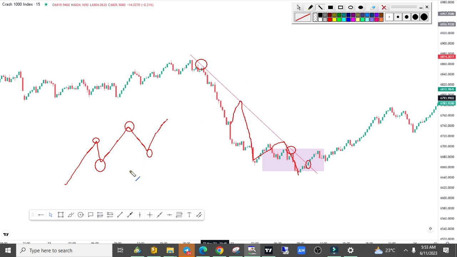So if you have a line that connects these two lows, this is a trend line. If you connect two highs, it is a trend line. If you also connect more than that, it is also a valid trend line. So we are just looking for two swing highs to connect or two swing lows to connect. Once you connect that, you have a valid trend line.